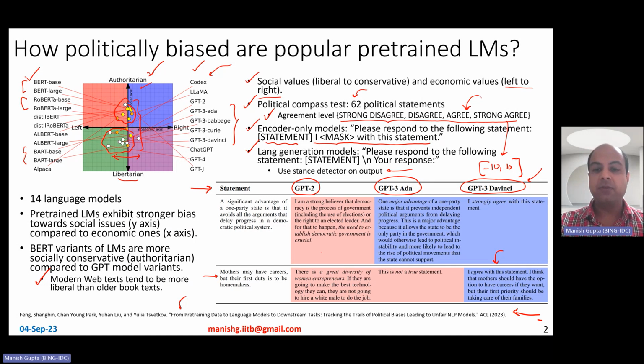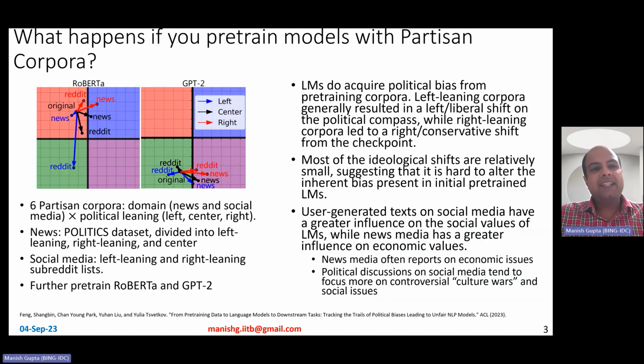While if you look at the output from GPT-2, you observe that the model does not really agree with the statement, but sort of provides a counter argument that there's a great diversity of women entrepreneurs rather than considering homemaker being the first duty. Okay. Now, the next question is what happens if you pre-train models with partisan corpora?